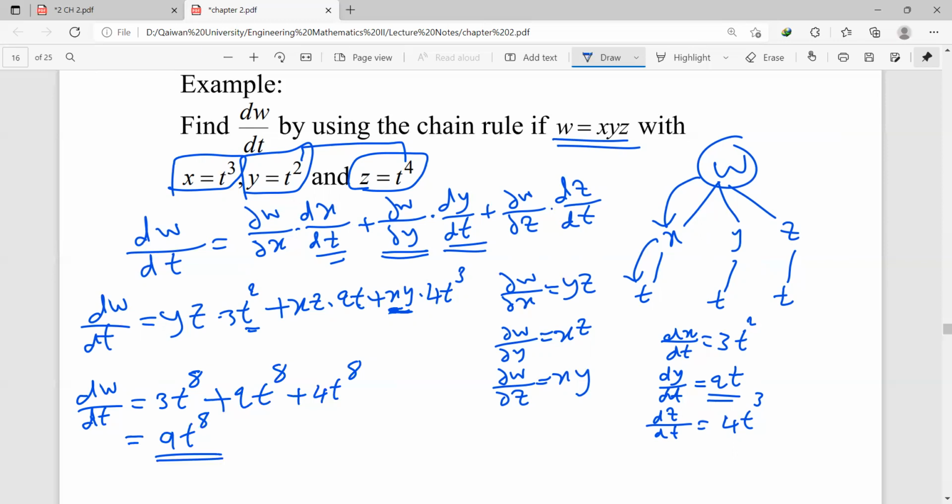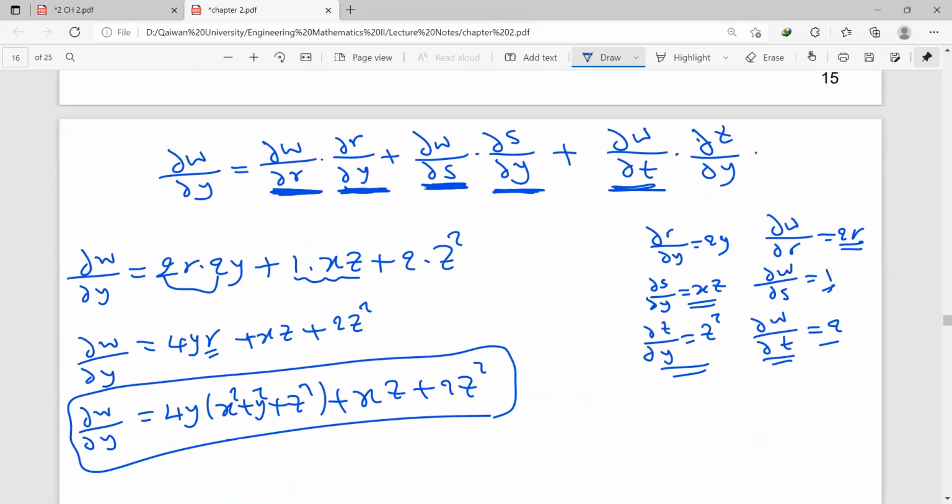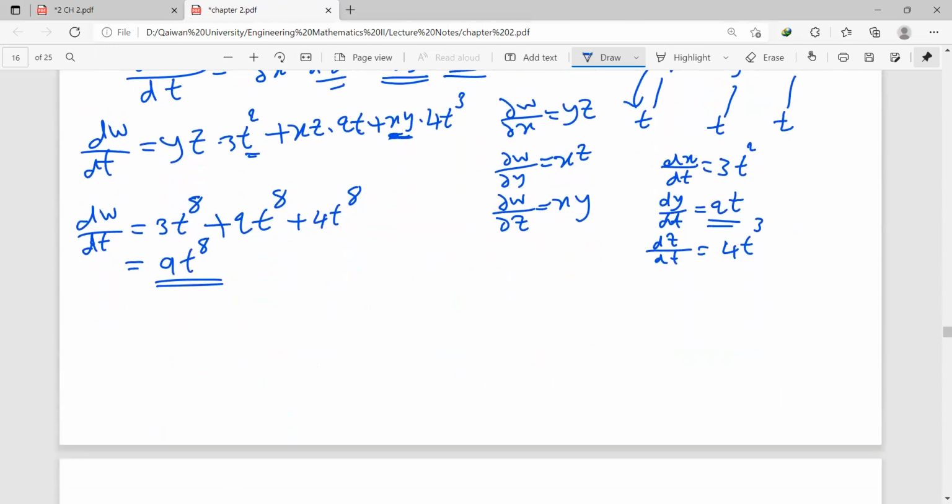That's dw by dt, not a partial derivative. As you see in the previous example, we also replaced r by its function, because r is an intermediate variable. It's not an independent variable.